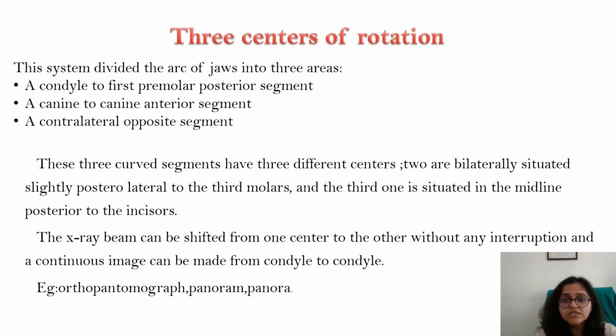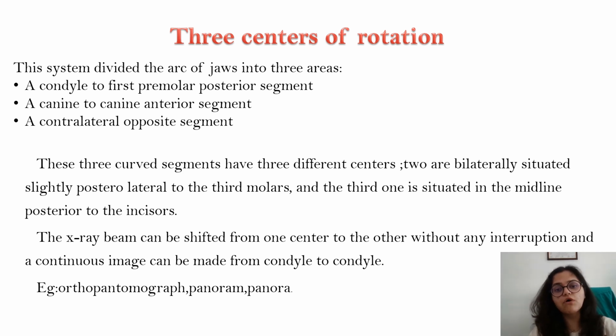Then the three center of rotation. This system divided the arc of the jaw into three areas: first, a condyle to first premolar posterior segment, second, a canine to canine anterior segment, and third, the contralateral opposite segment. These three curved segments have different centers. Two are bilateral, situated slightly posterolateral to the third molar, and the third one is situated at the midline, posterior to the X-ray. The X-ray beam can be shifted from one center to the other without any interruption, and a continuous image can be made from condyle to condyle.